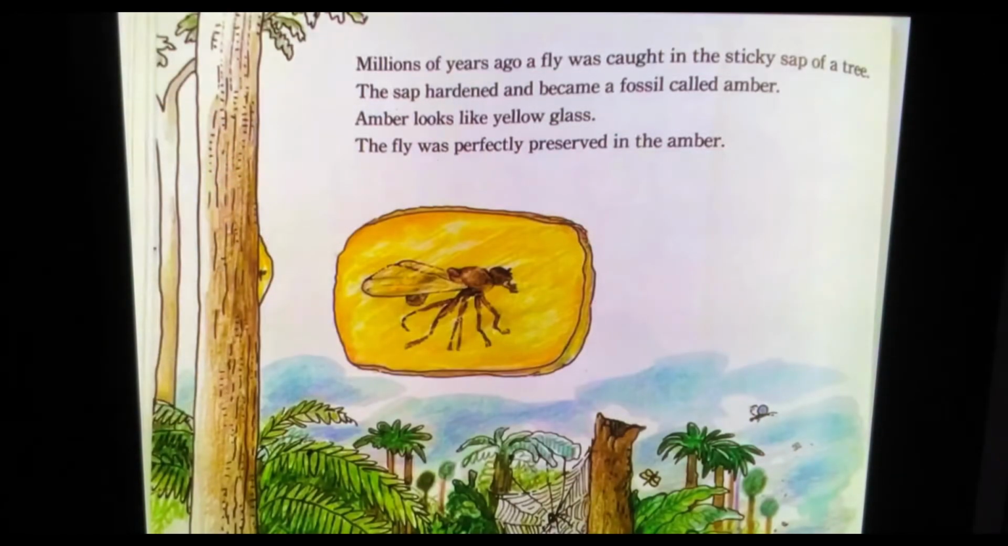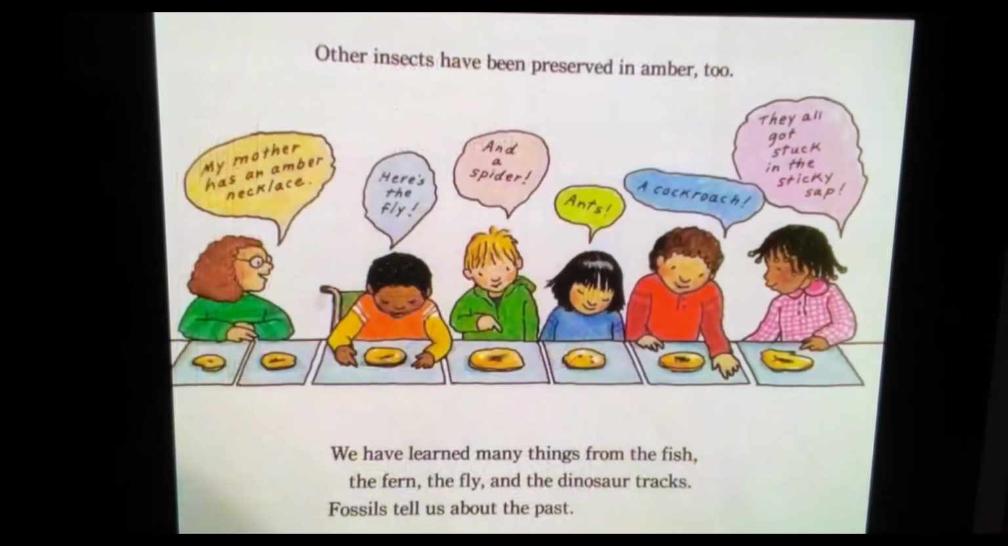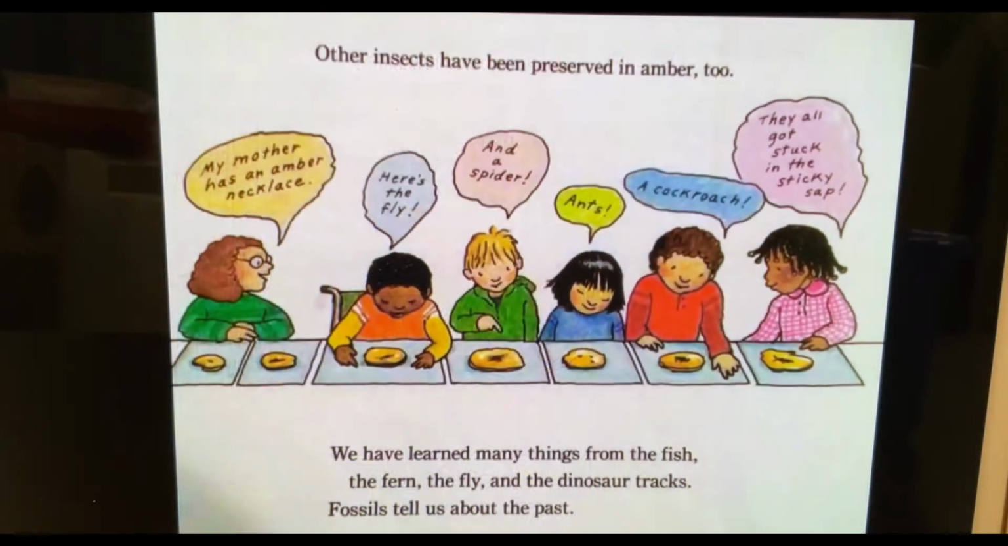Millions of years ago, a fly was caught in the sticky sap of a tree. The sap hardened and became a fossil called amber. Amber looks like yellow glass. The fly was perfectly preserved in the amber. Other insects have been preserved in amber too.